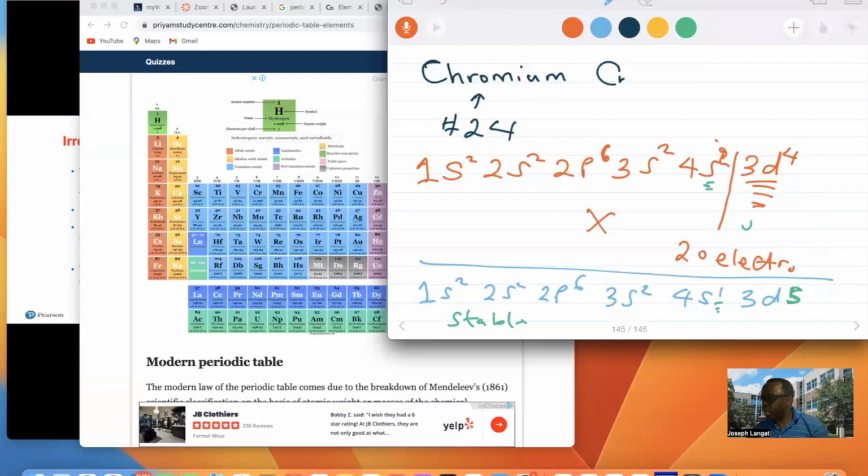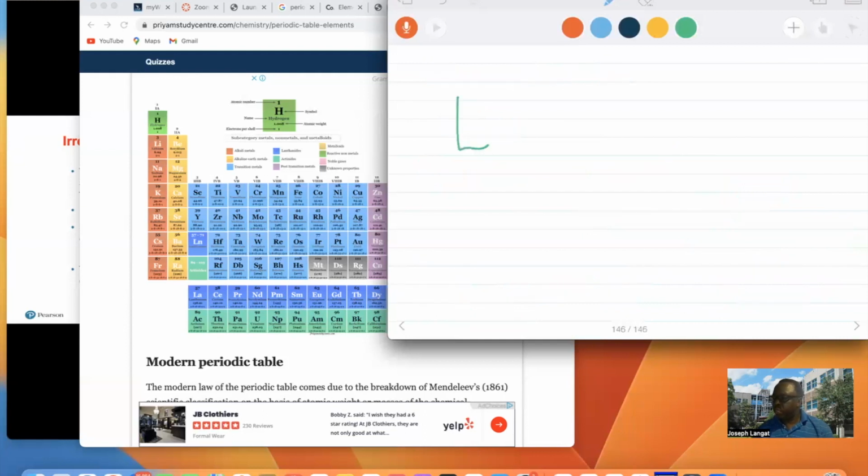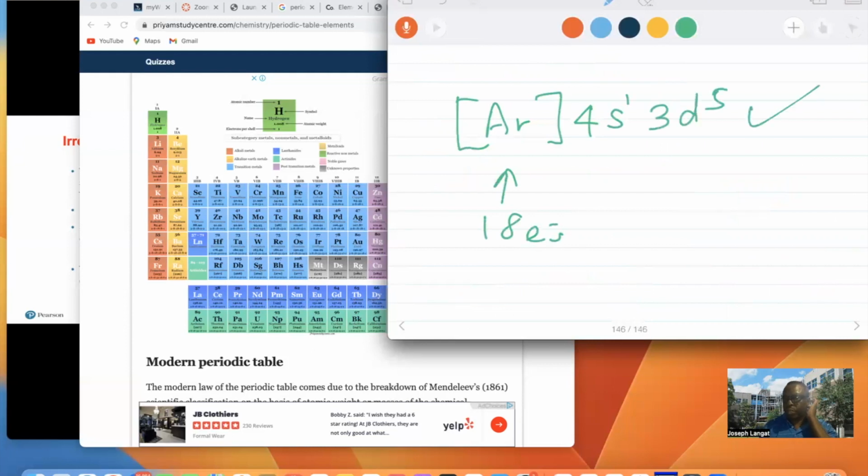We say that the first one is unstable. So if it's unstable, we go with this one. It is abnormal. If I'm to write the shorthand for that, it's going to be argon, 18 electrons, and then 4s1, 3d5. This is the correct electron configuration for chromium.